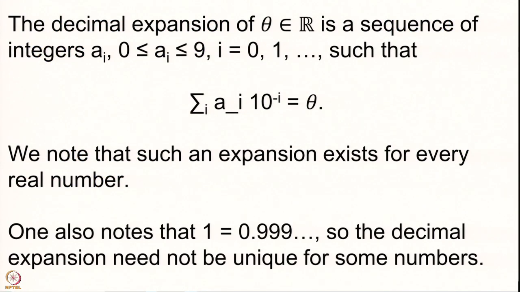We of course will take it for granted that such an expansion exists for every real number, but note that we do not always have uniqueness of these decimal expansions. There is this instance where 1 is equal to 0.9999 and so on. If you sum this up, this is a geometric series, and if you obtain the sum of this geometric series, you will see that it is indeed equal to 1.